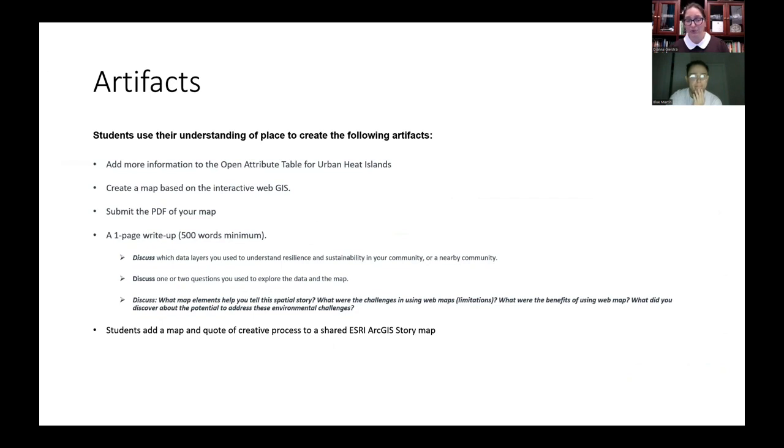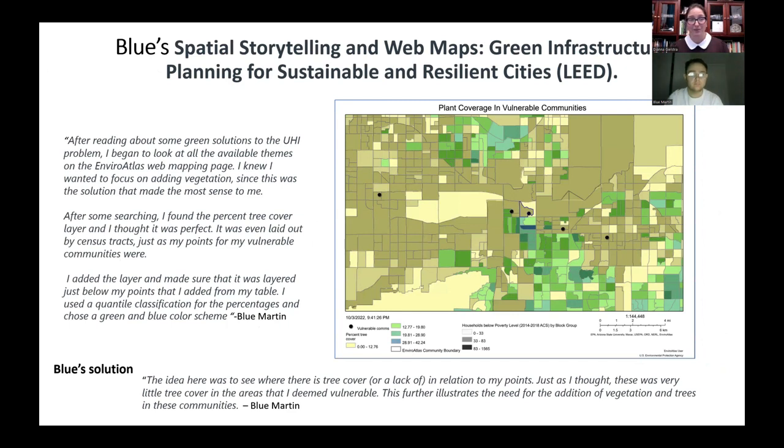You had to explore what elements helped you tell your spatial story, what your challenges were, and what the benefits are of using these types of web maps to address environmental challenges. I think you did such a nice job with your mapping. I'm going to move this up. Would you mind telling us a little bit more about this map?